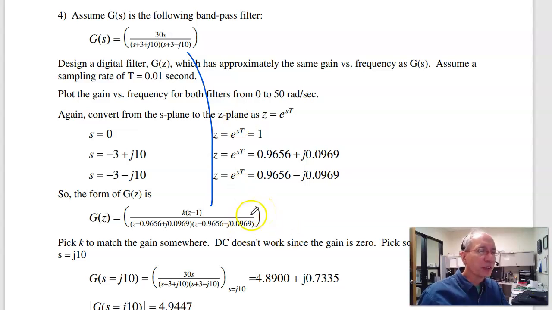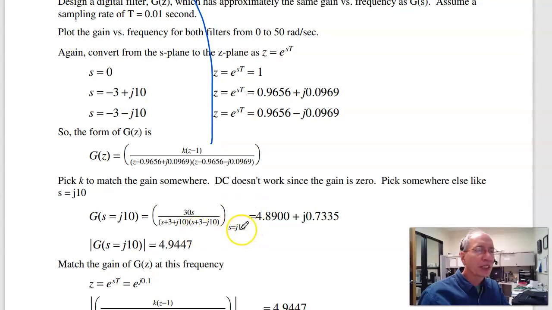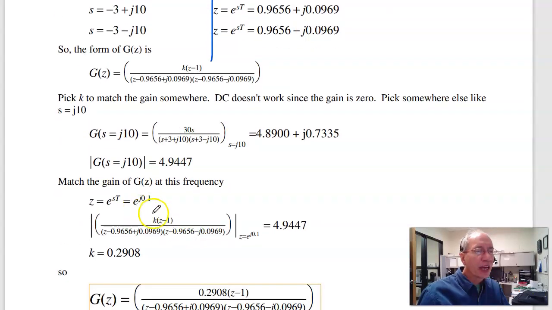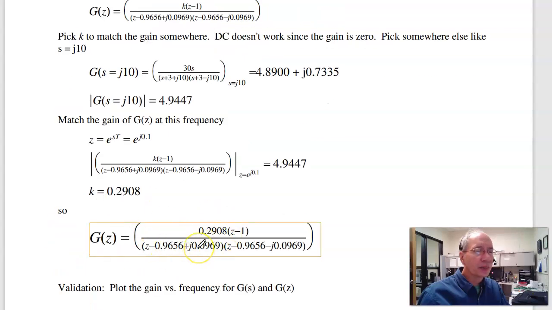Pick some other frequency. I chose 10 radians per second. Doesn't really matter what frequency you pick. At 10 radians per second, this has a magnitude of 4.94. At that same frequency, pick k to have the same magnitude. That gives me k is 0.2908, so there's g of z.